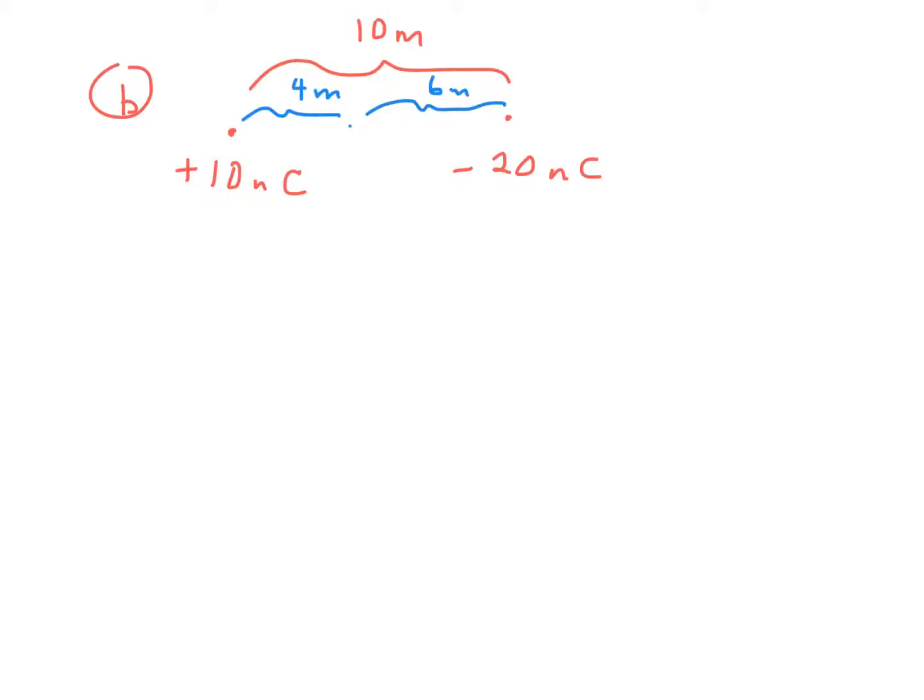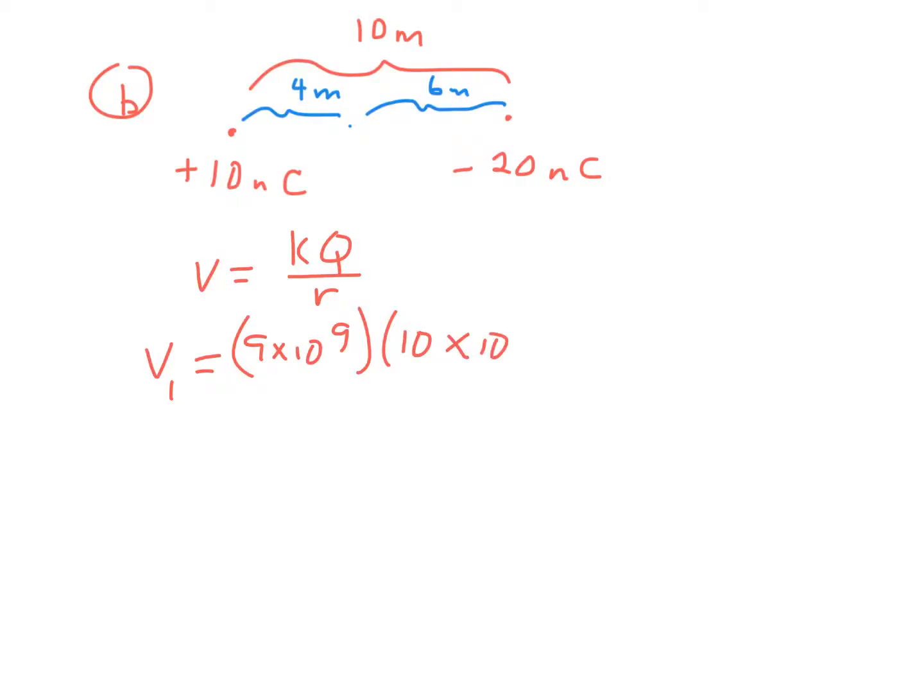The electric potential equation, and here we do not draw any vector arrows, it's a scalar. V equals KQ over R. We'll do two computations at that location. We'll do V sub 1, which will be 9 times 10 to the 9th, times the 10 nanocoulombs, 10 times 10 to the negative 9th, divided by 4. That'll be some positive answer.